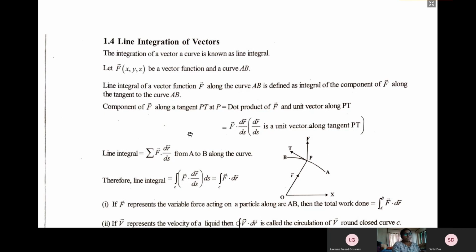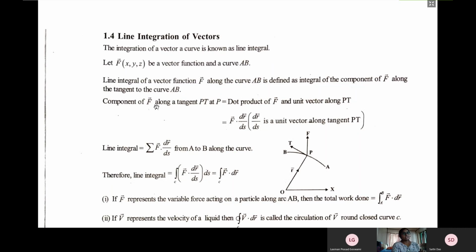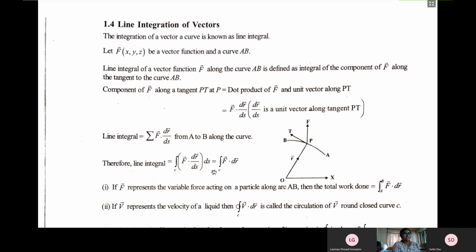So friends, you all know what a vector is. You all know what the divergence of a vector is, what the curl of a vector is, and how we represent r in polar coordinates and Cartesian coordinates. I assume you know all the basics of vectors. So the line integration of a vector is denoted by integration over C of f dot dr, or it can be represented as integration over C of f dot dl.